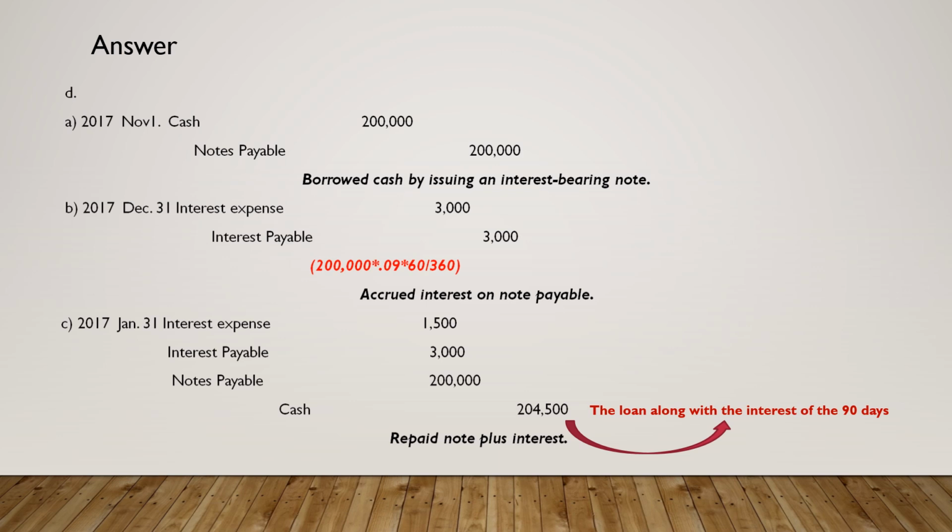What is this 204,500? It is the loan along with the interest of the 90 days. The 3,000 of the 2 months and the 1,500 for the 1 month and 7 days. Okay.